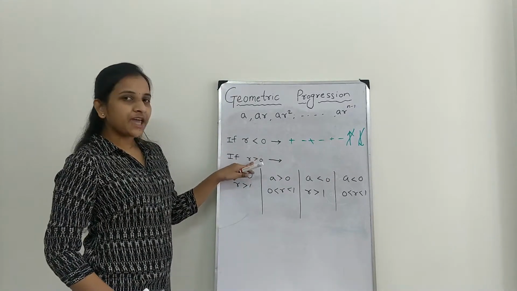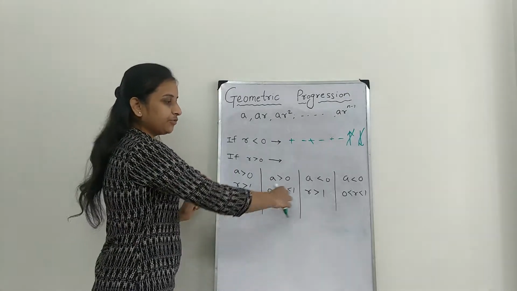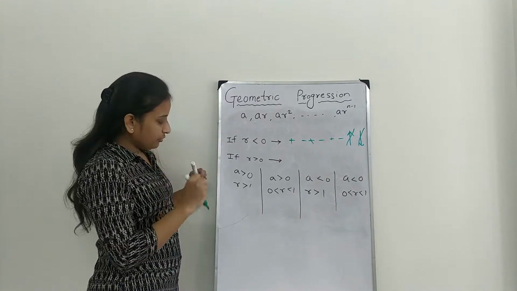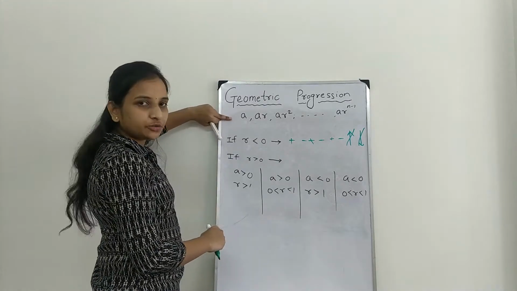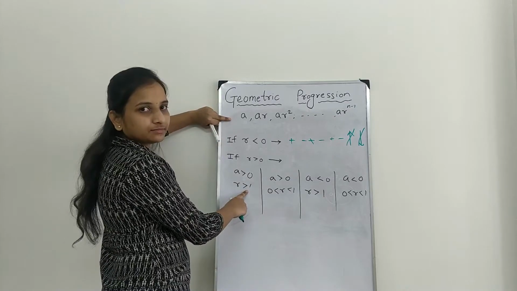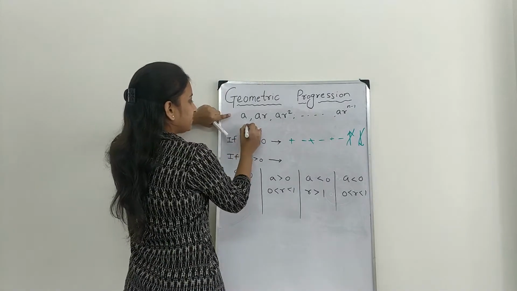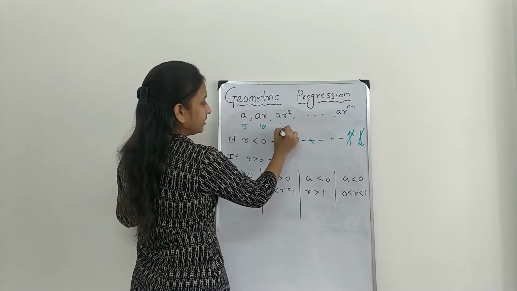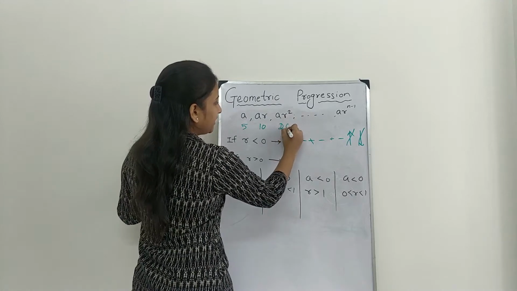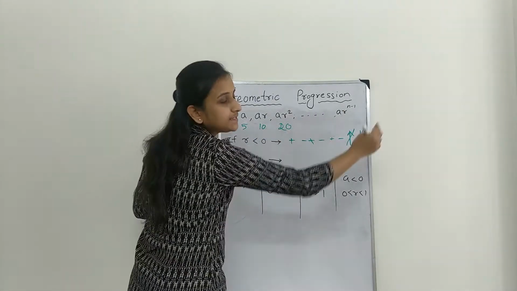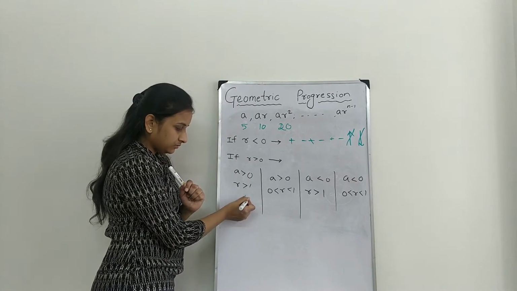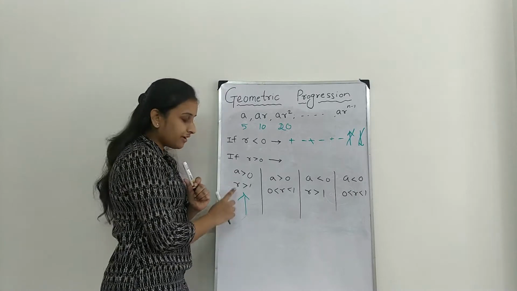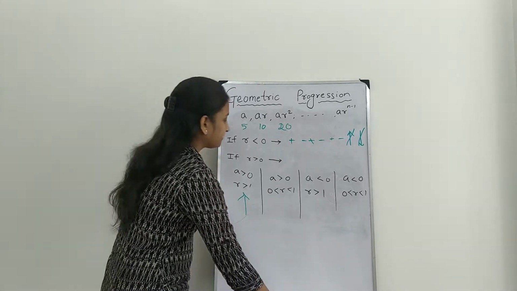Now let's look at if R is positive. There are 4 cases. Now if the first term is positive and R is greater than 1, let's take the first term as 5 and R as 2. So the second term will be 10. The third term will be 20. So this series is an increasing series. If A is greater than 0 and R is greater than 1, then the series is increasing.